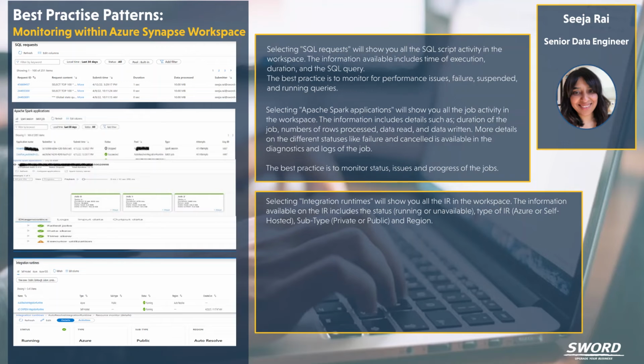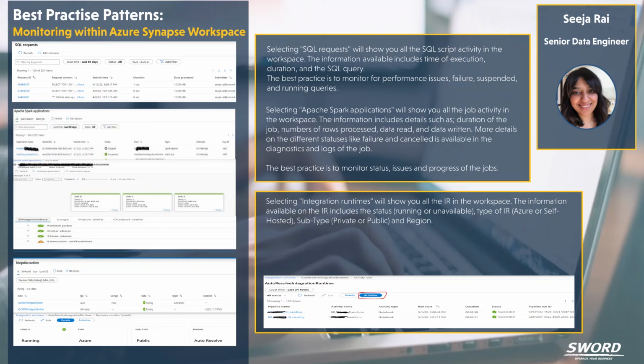Selecting integration runtimes will show you all the IR in the workspace. The information available on the IR includes status, running or available, type of IR, Azure or self-hosted, subtype, private or public, and region. Selecting activities will list all the pipelines that have used the IR for computing. The best practice is to monitor the pipeline runs for performance issues, failure, and suspended pipelines.